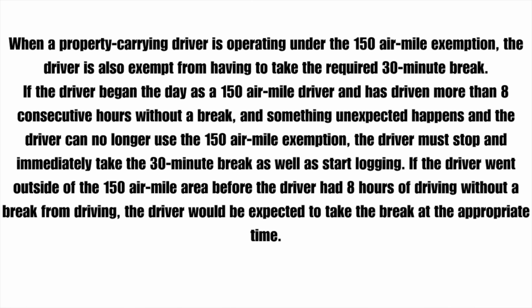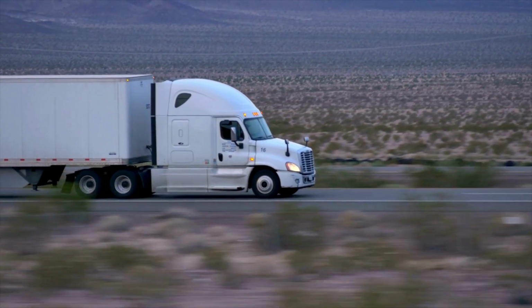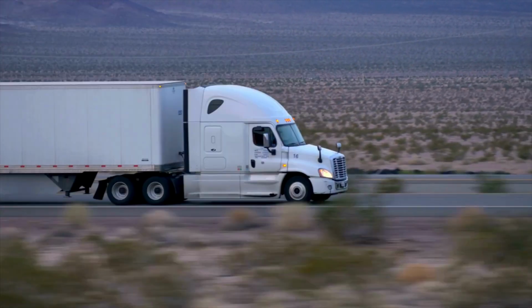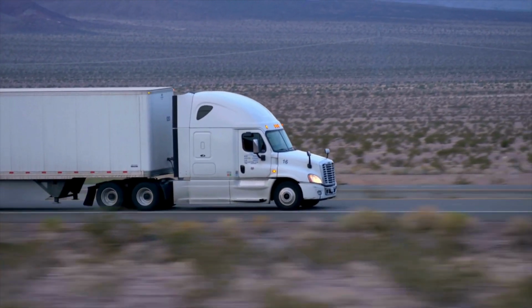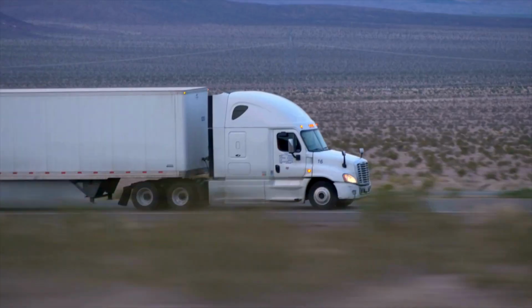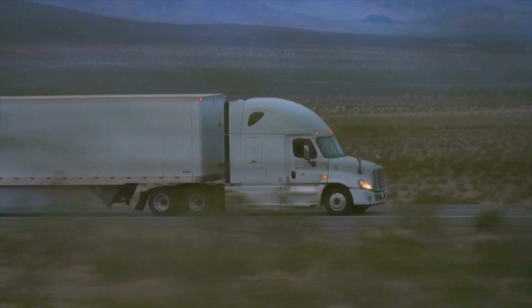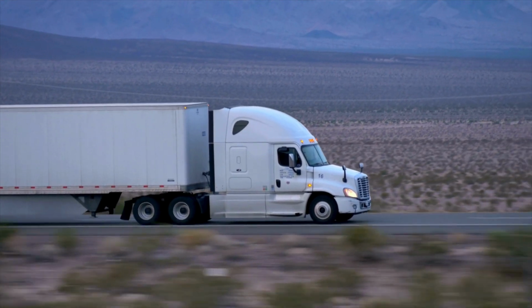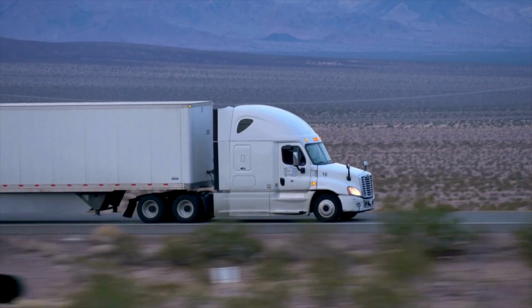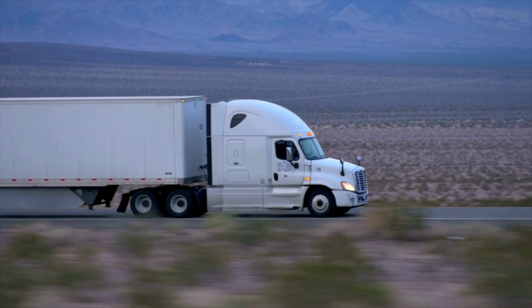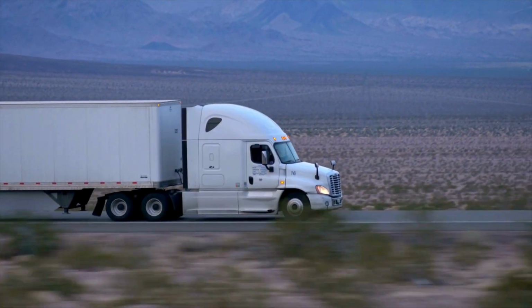If the driver began the day as a 150 air mile driver and has driven more than 8 consecutive hours without a break, and something unexpected happens and the driver can no longer use the 150 air mile exemption, the driver must then stop and immediately take the 30-minute break, right? And start logging. If the driver went outside of the 150 air mile area before the driver had 8 hours of driving without a break from driving, then the driver would be expected to take that break at that appropriate time.